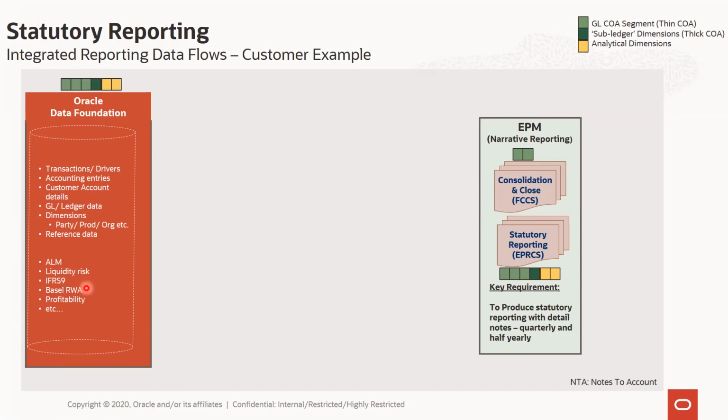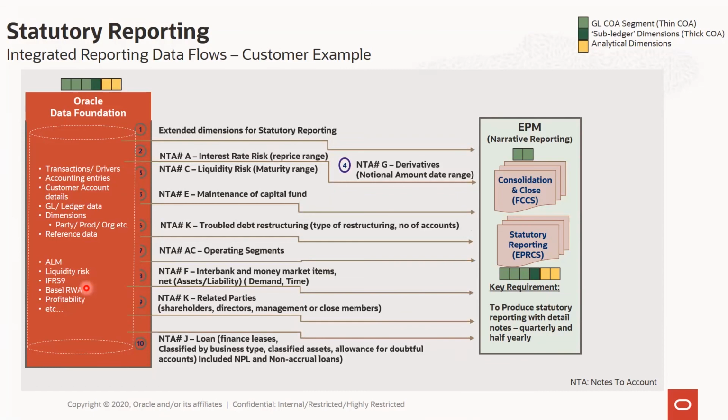In this way, we were able to support all the details required for the notes to accounts for statutory reporting for this customer, in terms of extended dimensionality on top of the additional dimensions in their thin chart of accounts, plus a number of notes to accounts across interest rate risk profiles and liquidity risk profiles, and specific notes to accounts around derivative disclosures and troubled debt restructuring as a few examples. Of course, a lot more detail in terms of related parties and classification across their existing products, loans, and leases, and so on.